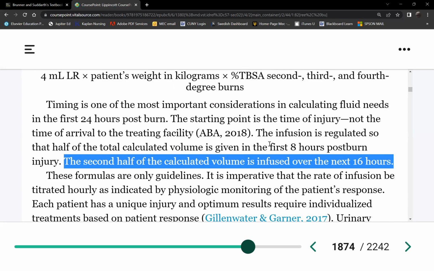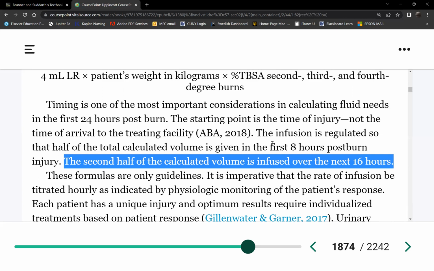Everybody will have 16 hours, but not everybody will have 8 hours. This is really crucial. Do you understand? Is it from the time they get there or the time the burn happened? From the time of the burn. But by 7, by 8? Depends. It depends on how long it took them to get to the hospital.